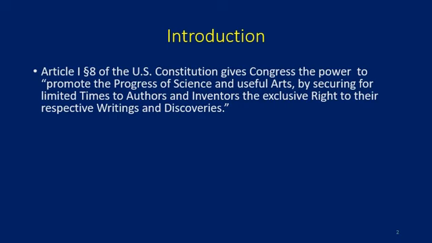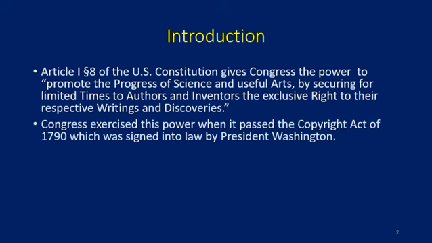The genesis of copyright law in the United States comes to us from Article 1, Section 8 of the U.S. Constitution, which gives to Congress the power to, quote, promote the progress of science and useful arts by securing for limited times to authors and inventors the exclusive right to their respective writings and discoveries, end quote. Congress exercised the right to create a Copyright Act first in 1790, which was signed into law by President George Washington.